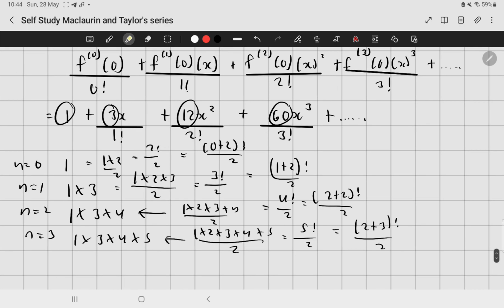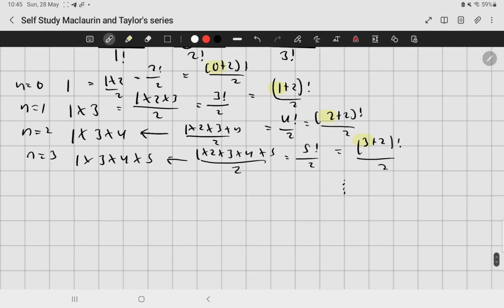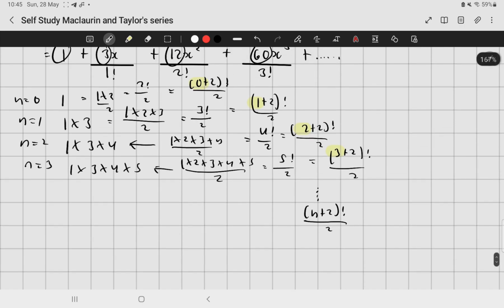So the values in front here correspond to each n value. Sorry, this is not the right order. I would like to show this pattern. Okay, and so on. So what does this mean? This means that the general formula will be n plus 2 factorial over 2. So remember, this is for the coefficients. So now we have obtained our pattern, our general formula for the coefficients.